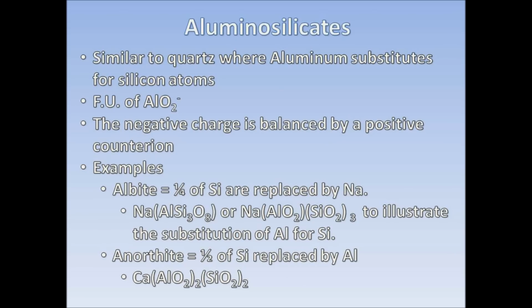Next we have aluminosilicates. These are similar to quartz, but where aluminum atoms fill in for where the silicon atoms would be. This has an overall formula unit of AlO2-, where the negative charge can then be balanced by a counterion such as sodium in the substance albite or by calcium in the substance anorthite.